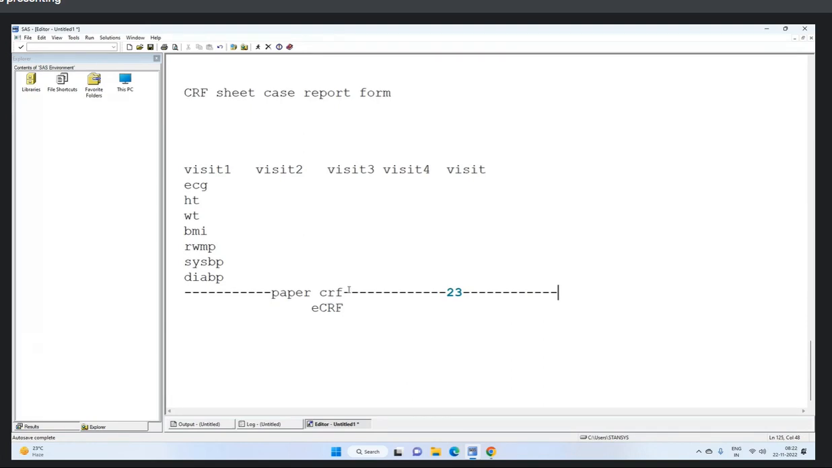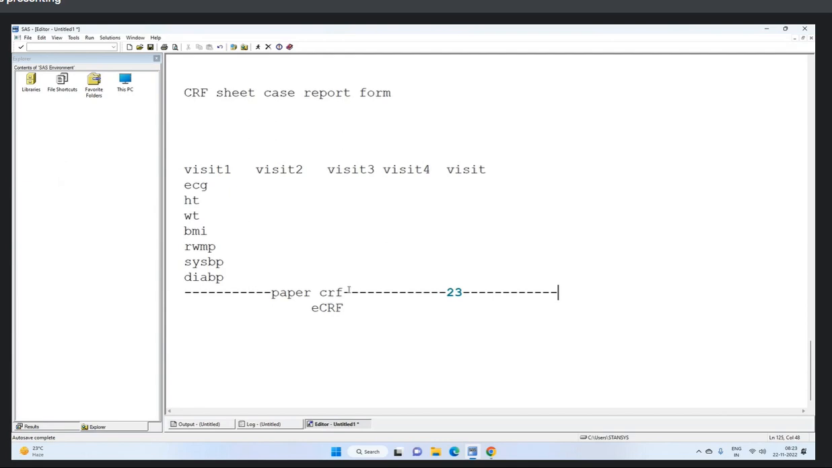But again, there is a problem with the eCRF sheet. If it's a paper CRF sheet, once the data has been entered, the doctor is going to sign under the paper. So then there is a proof. There is an authenticity for the data. There is a guarantee for the data. But if it's an eCRF sheet, do we have any guarantee that the data is authenticated or that the data is true? We don't know who entered the data.